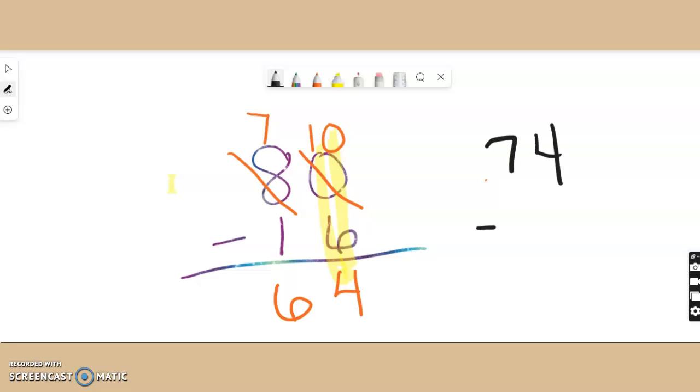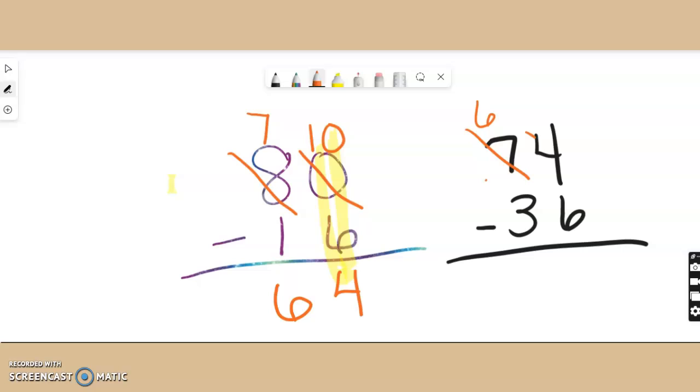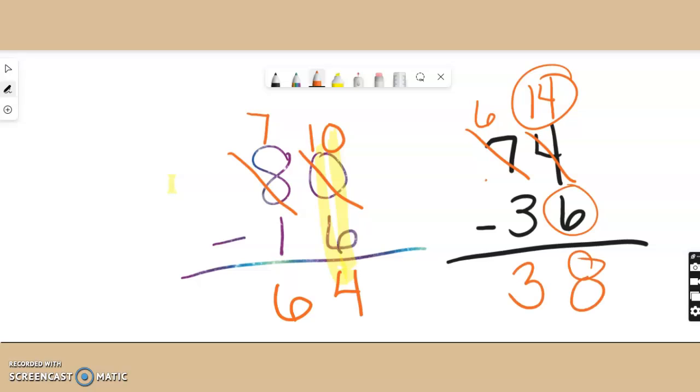74 minus 36. You look at 4. If I have 4, can I take 6 away? You cannot. So you have to borrow from the 7 and it becomes a 6. The 4 becomes a 14. 14 taking away 6 is going to be, counting down, 14, 13, 12, 11, 10, 9, 8. So that'll be 8. 6 minus 3 is 3.